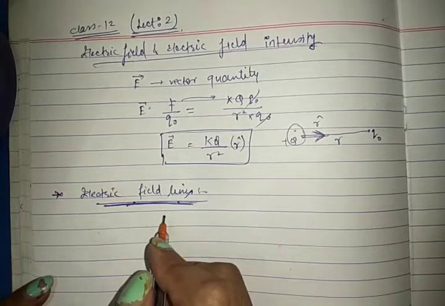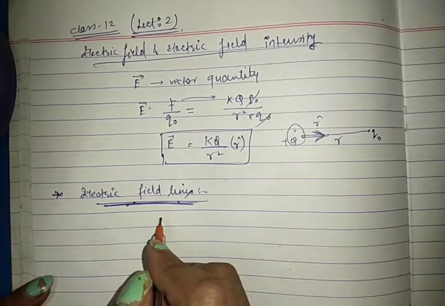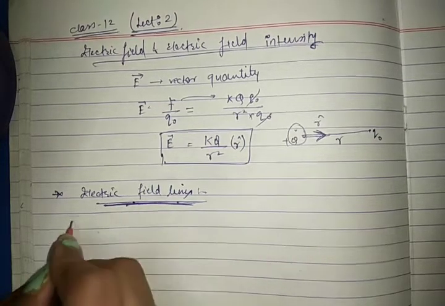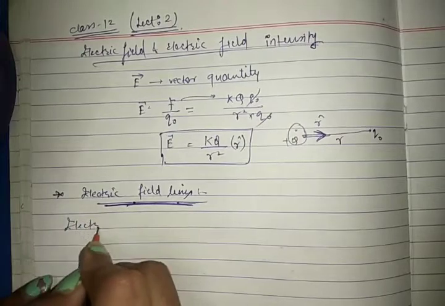If electric field lines are very close to each other, that means electric field intensity is very high. And if electric field lines are far apart from each other, then electric field intensity is weaker at that point.